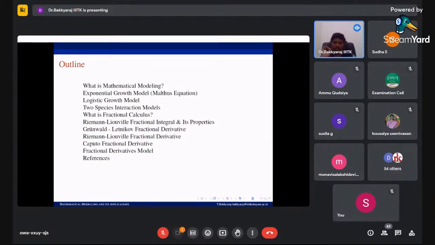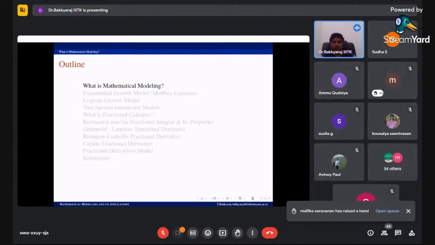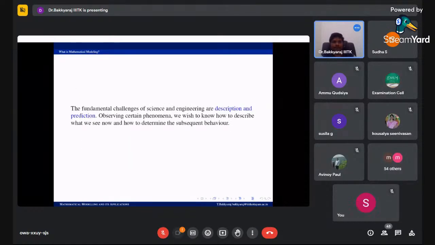Okay, so this is my plan for today's talk. First, let us start with mathematical modeling. This is a very fundamental challenge of any science, physics, chemistry, economics, or any field of engineering. The main challenge is description and prediction. Description means whatever phenomena we observe, we have to describe mathematically what it is. So we have to make precise what that observed phenomenon is.